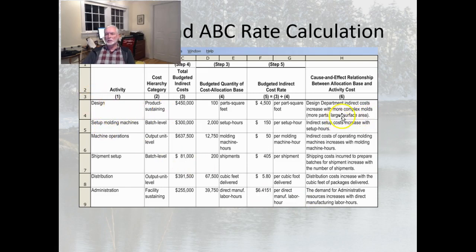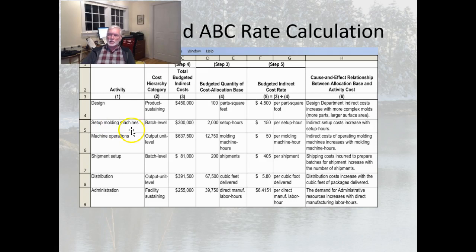Each one of these things we've gone and looked at, and the indirect costs increase with more complex molds, more parts, and larger surface area. So we're going to use square feet of surface area to allocate costs between complex and simple lenses. So we need to know square feet. We have $450,000. We're going to allocate it based on square feet. And that comes to, I think, $4,500 per square foot.